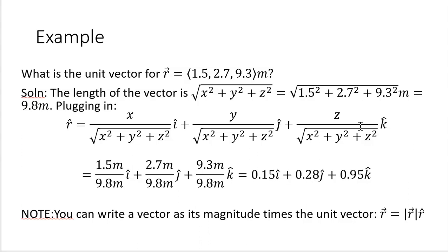Okay, also note that you can write any vector as the length or magnitude of the vector times its unit vector. So we could write vector r as the magnitude of r times r hat, where r hat would be that unit vector, like I found in this previous example.